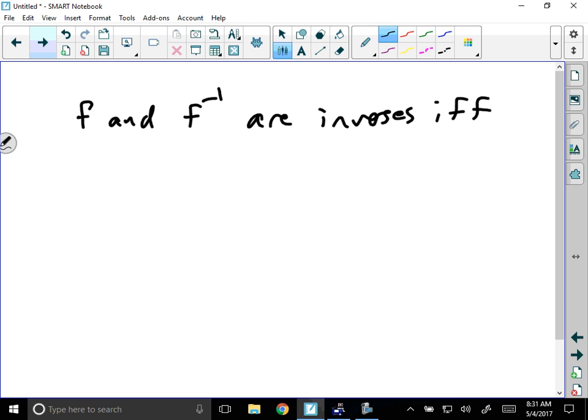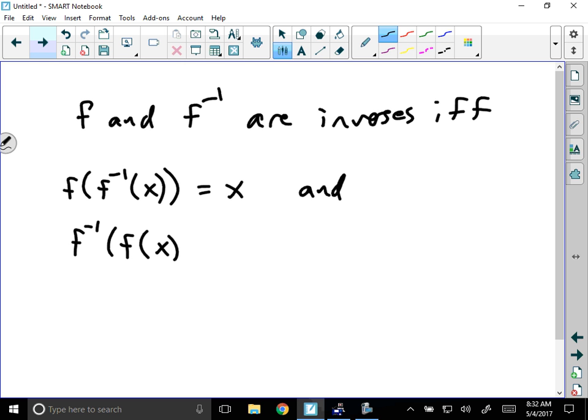So if with two F's means if and only if. Remember that? It's a biconditional statement. So in other words, if the hypothesis is true, then the conclusion is true. And also if the conclusion is true, then the hypothesis is true. Remember those from geometry? The logic statements? Okay, so F of F inverse of X equals X, and F inverse of F of X equals X.